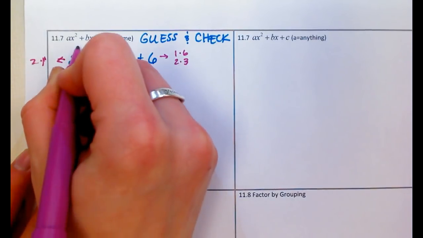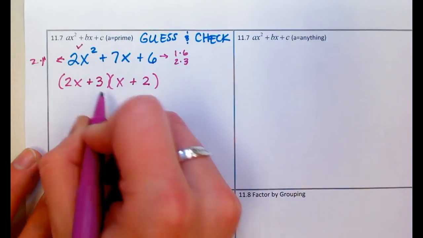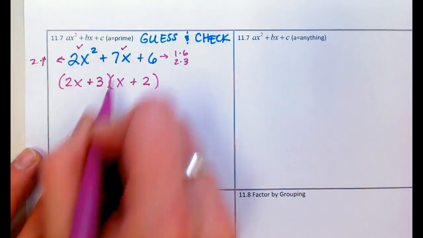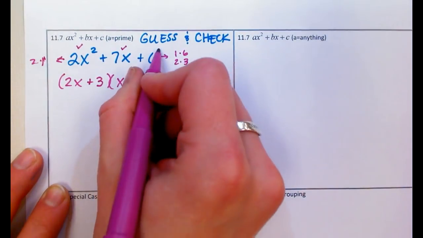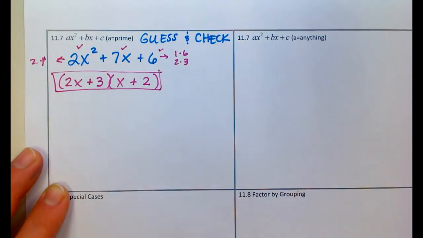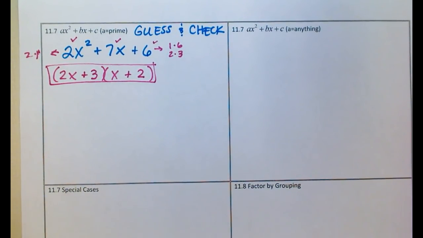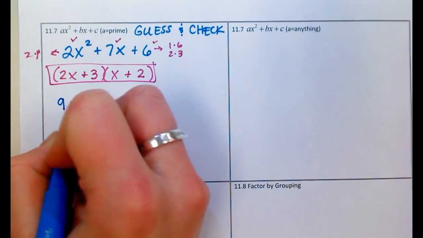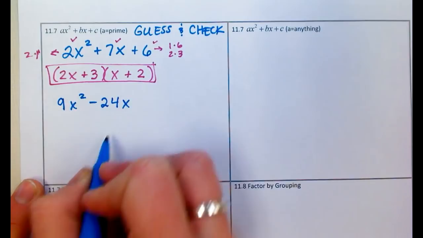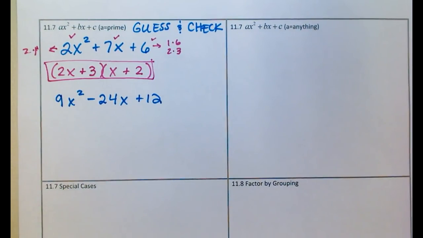2x times x is 2x squared. 2x times 2 is 4x. 3 times x is 3x, which 4 plus 3 will give me 7. And 3 times 2 is 6. Practicing with another one, 9x squared minus 24x plus 12. Still always checking for GCF first.